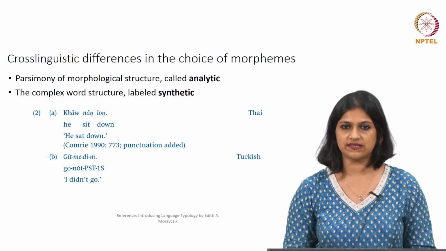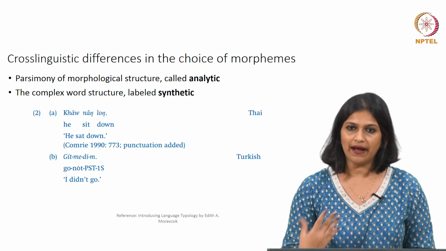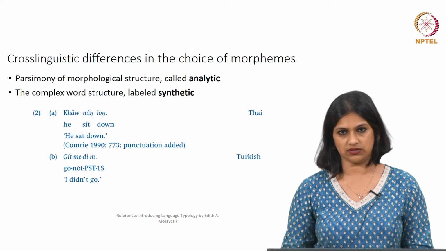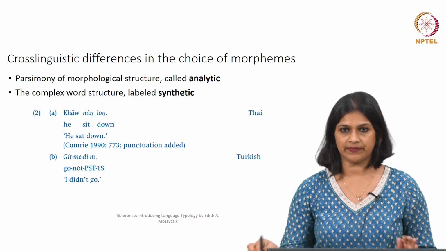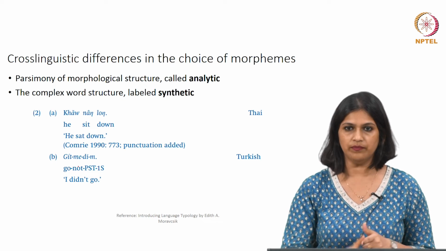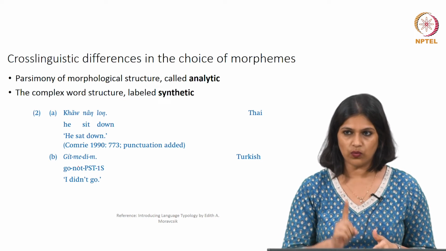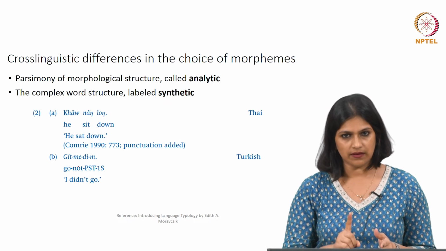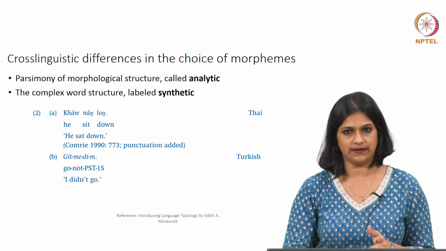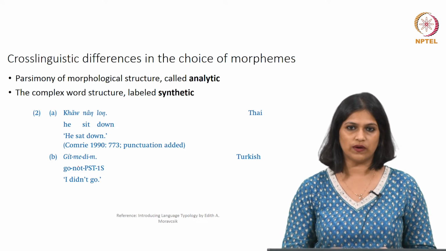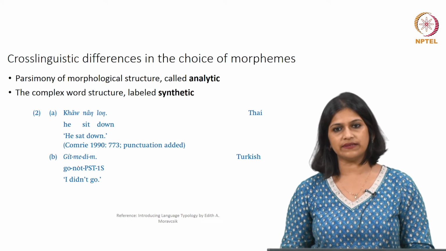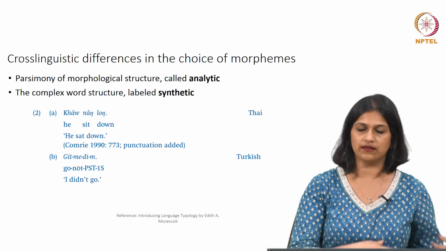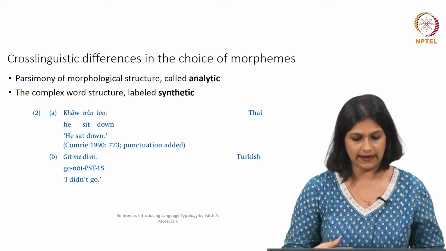Similarly, Turkish, which seems to be a synthetic language, might also have one word, one morpheme with one set of information. So, let us remember like this: analytic words, one morpheme, one word, only one information set. Synthetic words, many morphemes, many informations, one word. So, the complexity of the word increases in the synthetic languages, and the simplicity of the words is found in the analytic languages.